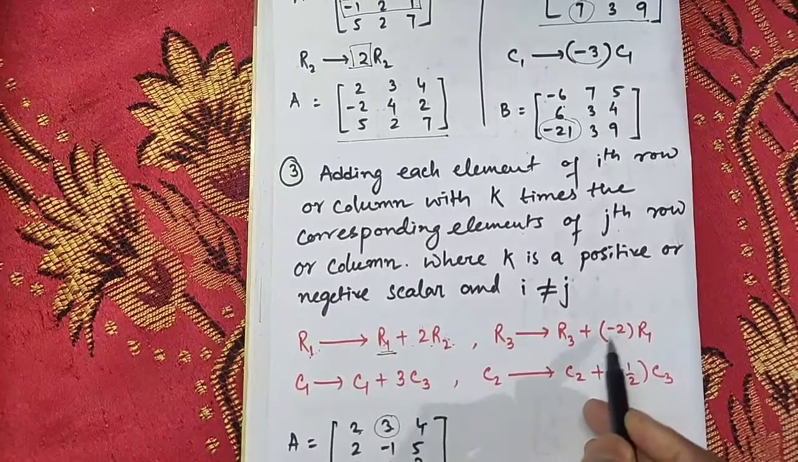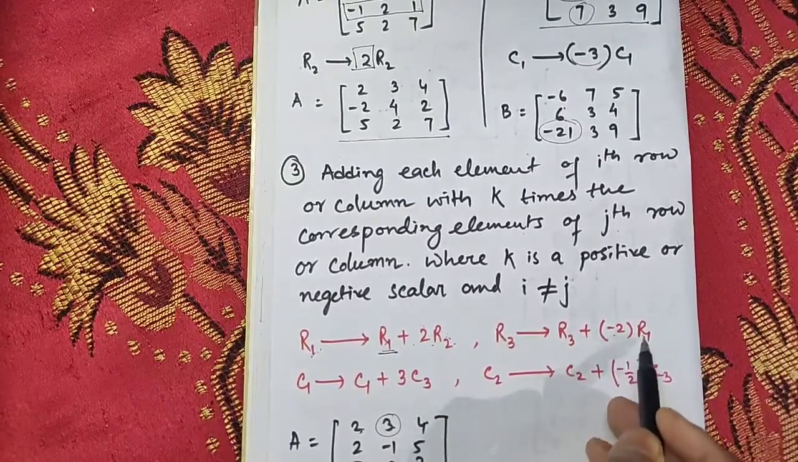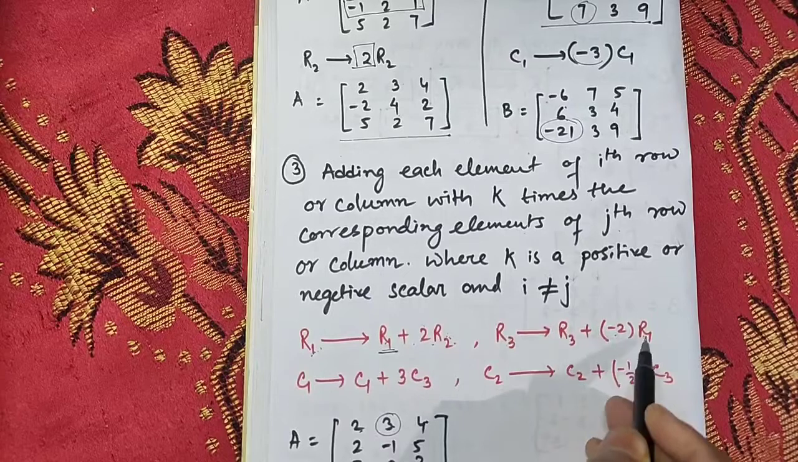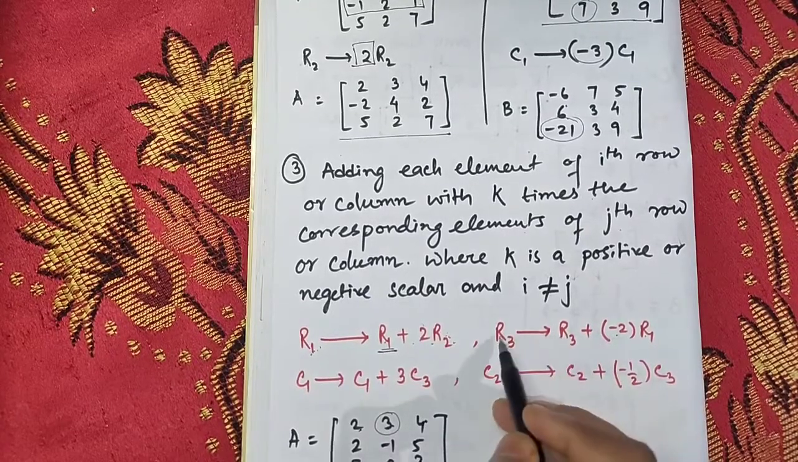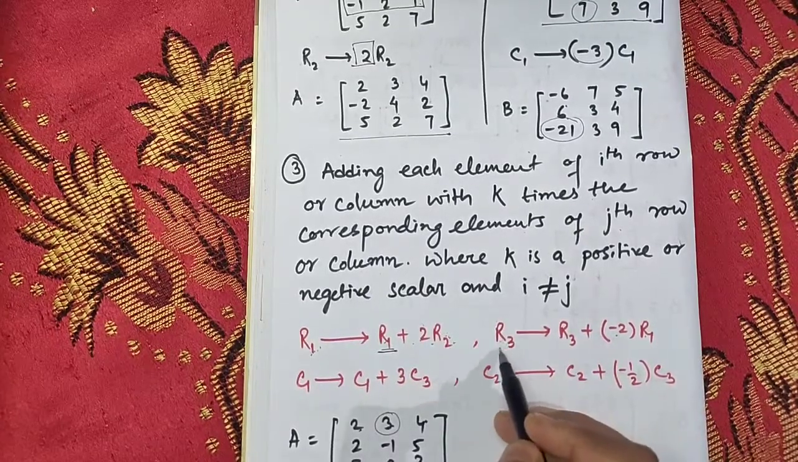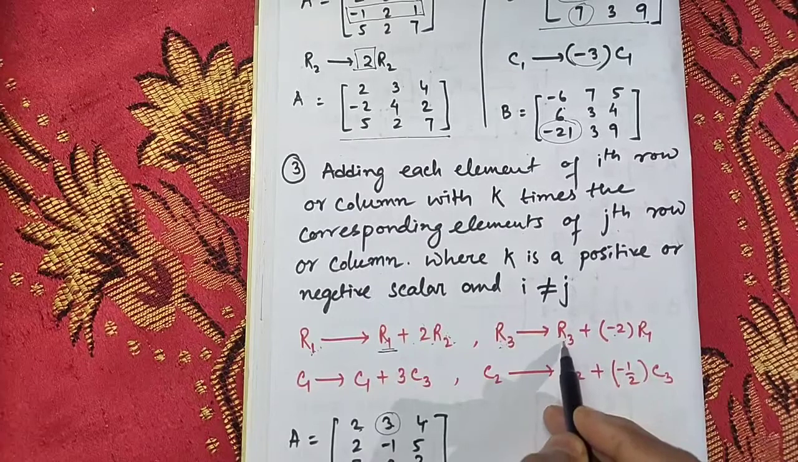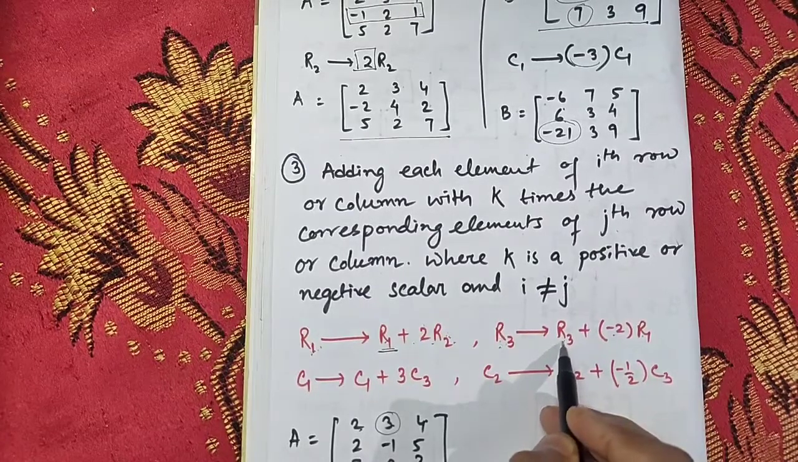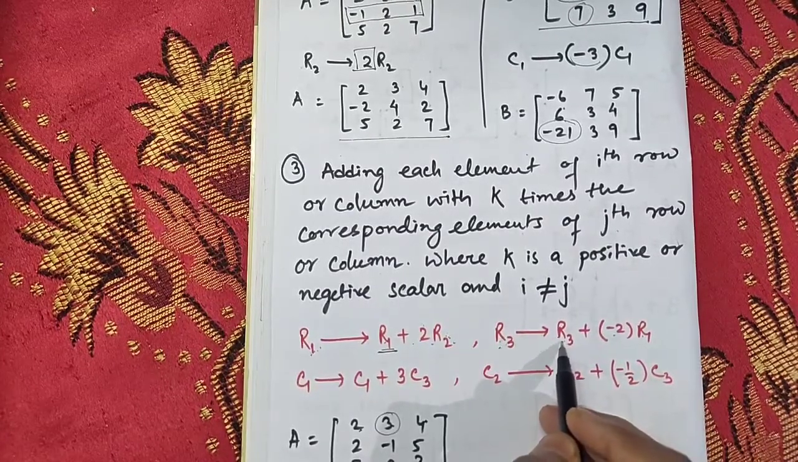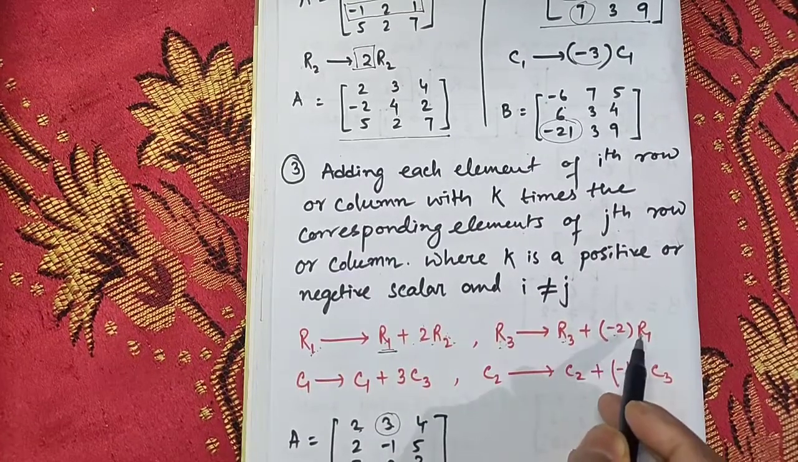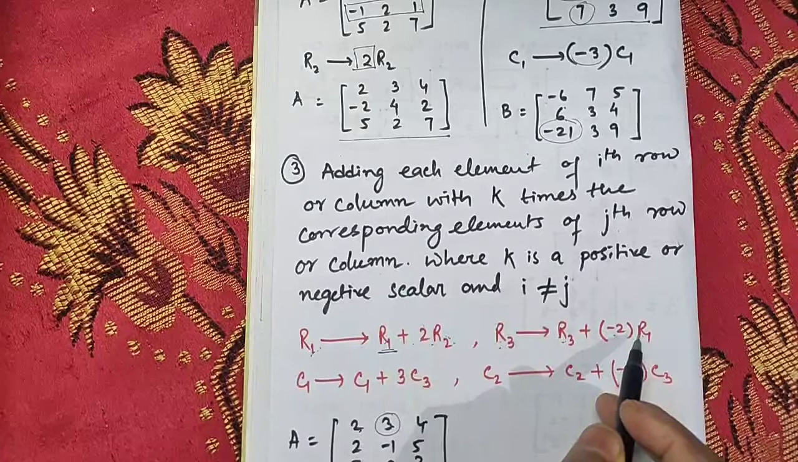Similarly, here we are multiplying -2 with R1 and we are adding this with R3 because we are changing R3. So the row which you are changing, that you have to write first, and you can't multiply any scalar with that particular row. You have to multiply a scalar with another row which you are not changing.